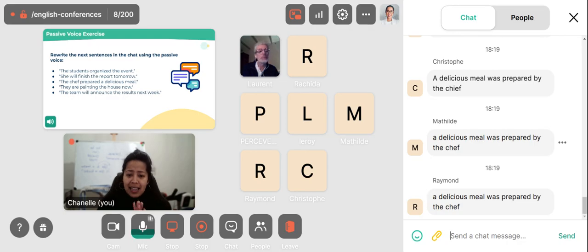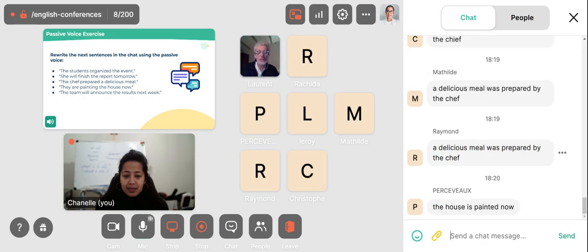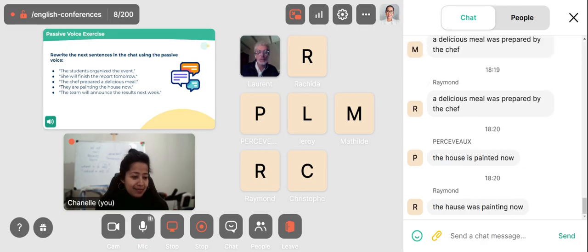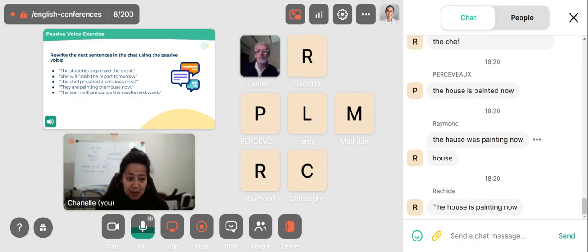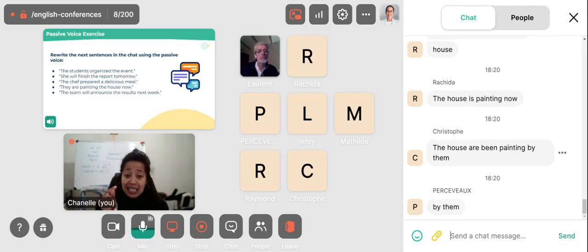They are painting the house now. So this one is a little trap. Because we see painting, what does that tell us? We see painting, so it's continuous. Okay, so we are going to look at the answer afterwards with that one. Let's try the last one.